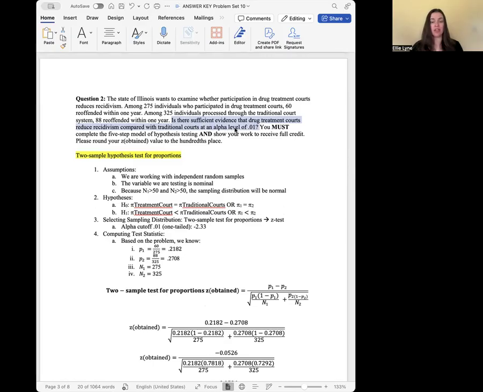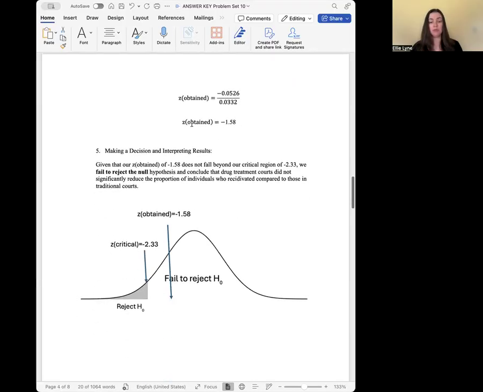Is there sufficient evidence that drug treatment courts reduce recidivism compared with traditional courts? Here, we're just answering it. We conclude that drug treatment courts did not significantly reduce the proportion of individuals who recidivated compared to those in traditional courts. We're almost just repeating it verbatim with what the question is. Again, we're not reinventing the wheel. So just revisit what the question is asking and then answer it using the context of both groups. So you'll see here, I mentioned again, group number 1, drug treatment courts.